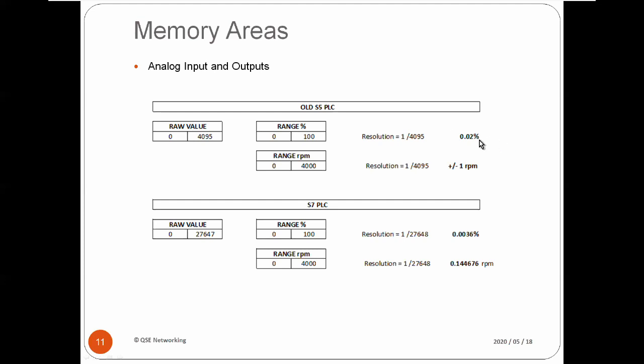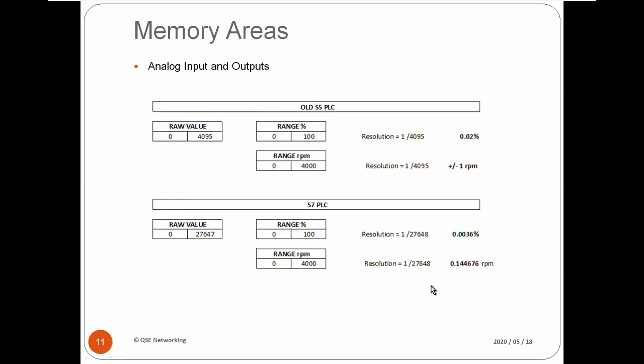That's not bad for a level. I mean, for a level in a tank, you're not really looking for 0.02%. You're looking for 1 or 2 or 3. So that was more than adequate then for a percentage. Here's an example: if it was an RPM reading coming in as an analog, say 0 to 4000, it would typically be a resolution of 1 RPM. So you didn't get very good resolution on the analogs.